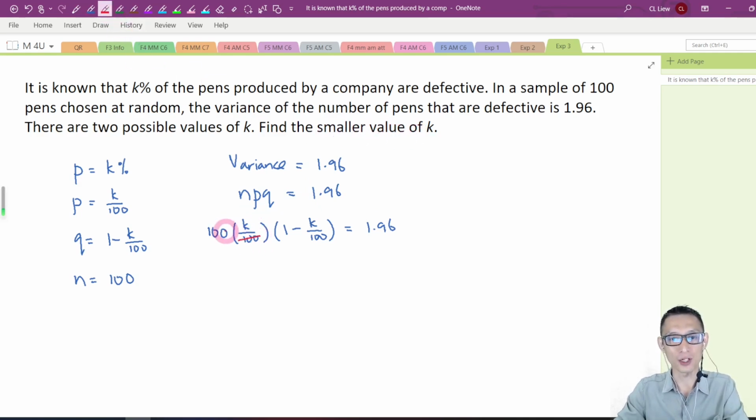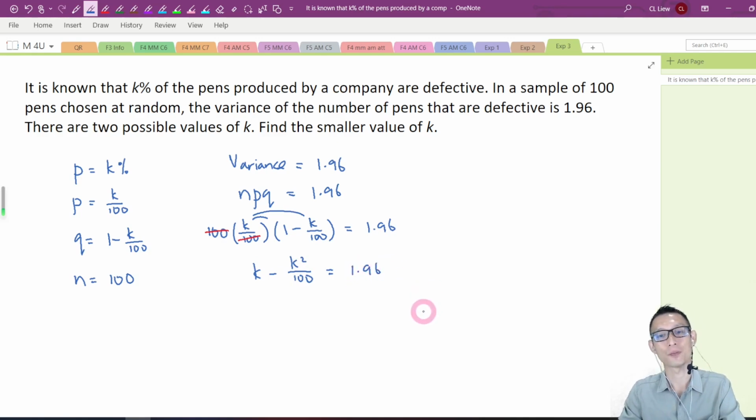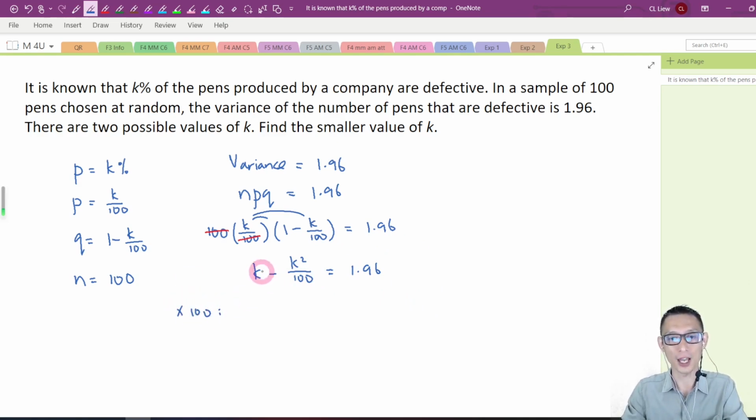Okay, here I can simplify it, divided by 100, divided by 100. Next, I'm going to do some expansion over here. K times 1, you will get K. K times K over 100, positive, negative, you get negative. You will get K squared over 100. Okay, this is 1.96. I'm going to multiply the whole equation by 100 so that this 100 will disappear, easier for us to continue solving it. So times 100. Every single term here, I will multiply them by 100.